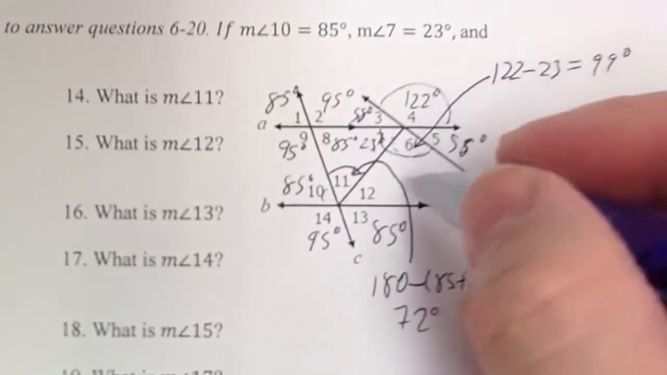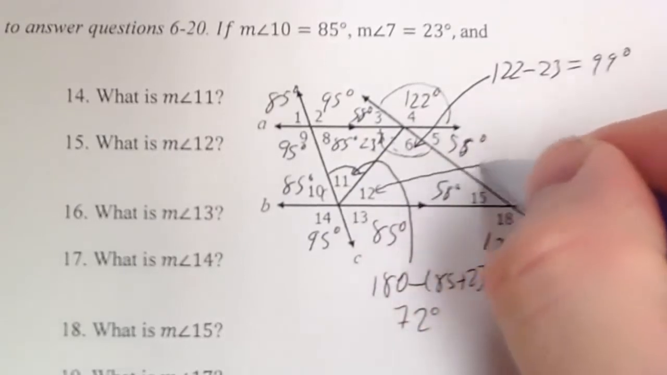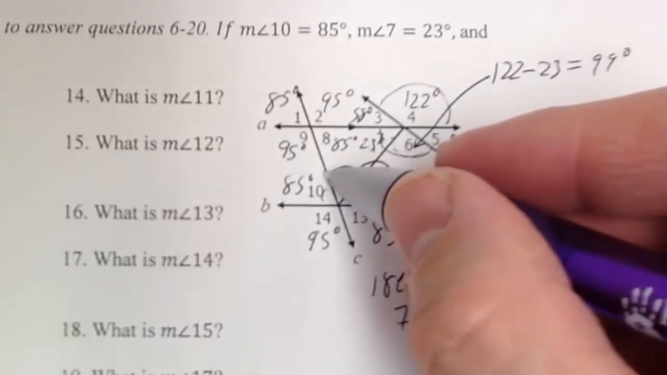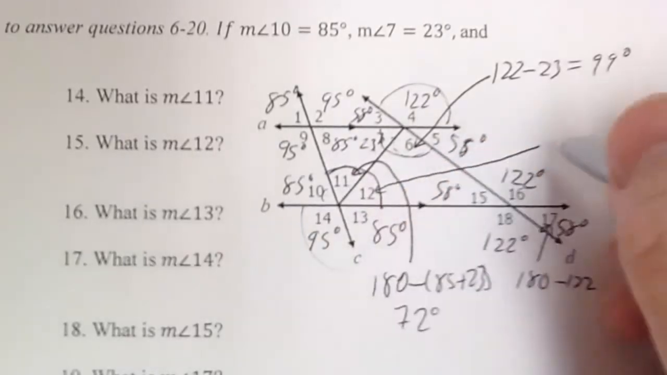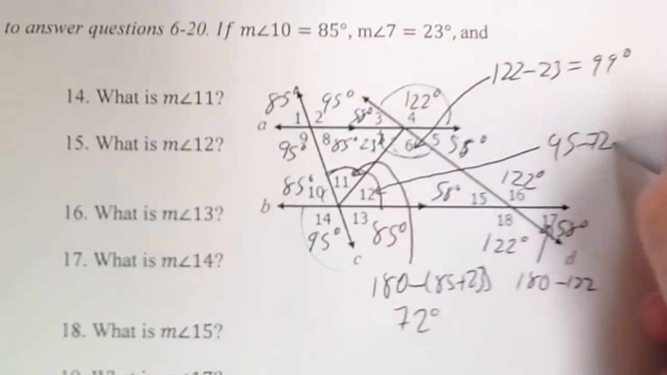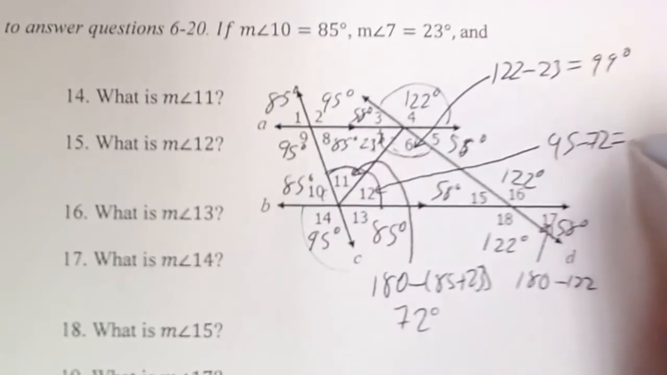Okay, one more angle left. This angle right here. All right, so since this angle is 72 degrees, and this angle plus this angle is going to be the same as 95, so I can say that 95 minus 72 will generate the answer. So that means that my answer is going to be 23 degrees.